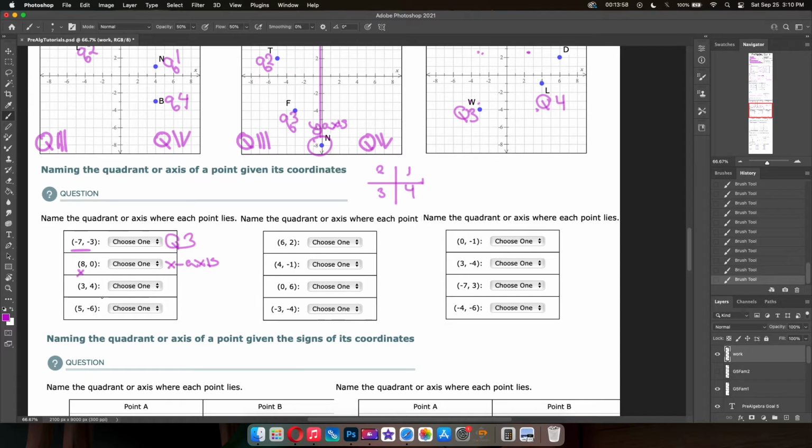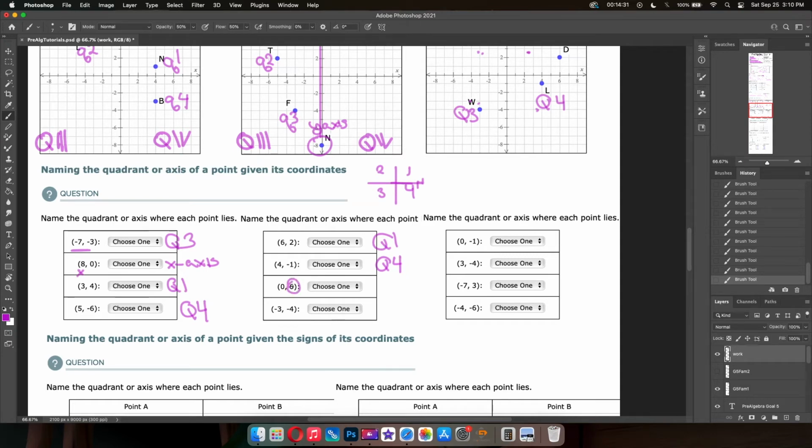3, 4, those are both positive numbers. I'm going over 3 and up 4, so therefore this is going to be quadrant 1. 5, -6, this is going to be quadrant 4. And doing this little doodle has made life easier for me as I go about this. Let's see here, 6, 2, over 6, up 2, that's going to be quadrant 1. Over 4, down 1, so that's going to be quadrant 4.